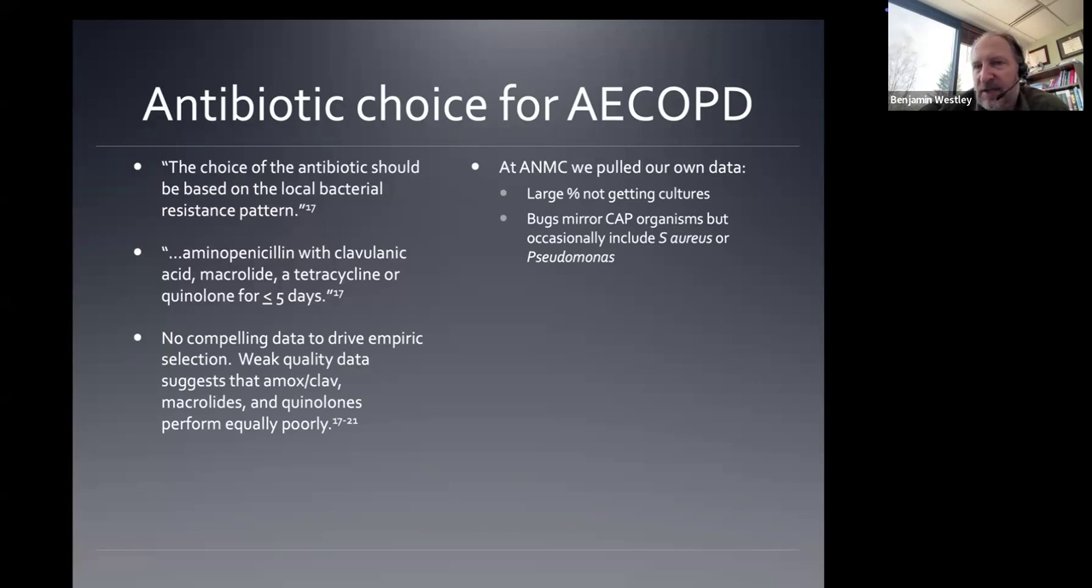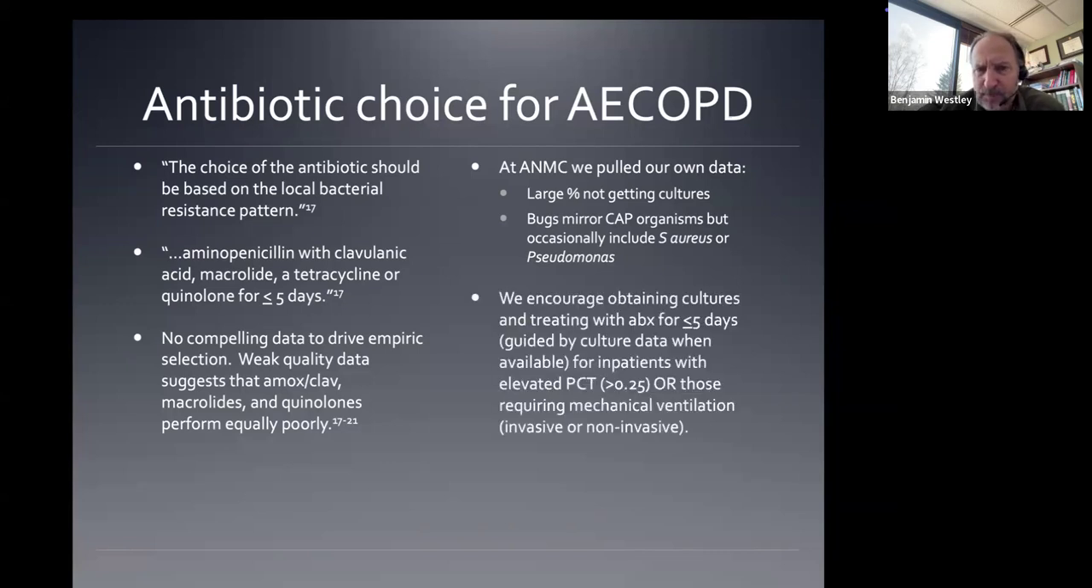When we looked at this at Nebraska Medicine, we actually pulled COPD patients to try to figure out what's happening, and most weren't getting any cultures, so we had no idea what organisms were in the lung. The ones that we did get cultures, the organisms mirrored community-acquired pneumonia, but occasionally there was a Staph aureus or a Pseudomonas. And so we still encourage cultures if somebody's got purulent sputum and you're going to give them antibiotics. It's intuitive to want to know what's in the lung that you're treating.